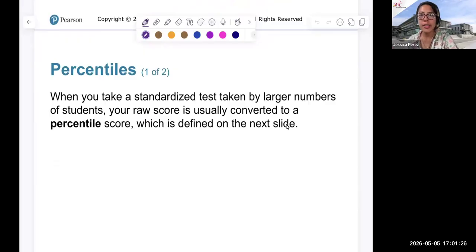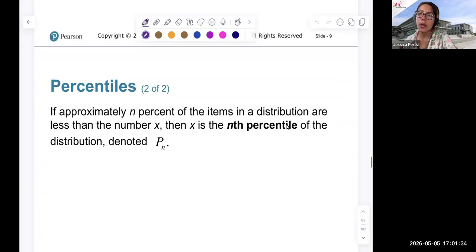So when you standardize tests taken by larger numbers of students, your raw score is usually converted to a percentile score, which is going to be defined on the next slide. We already talked about a z-score. Now let's talk about a percentile. If approximately n% of the items in a distribution are less than x, then x is the nth percentile of the distribution, denoted P of n.